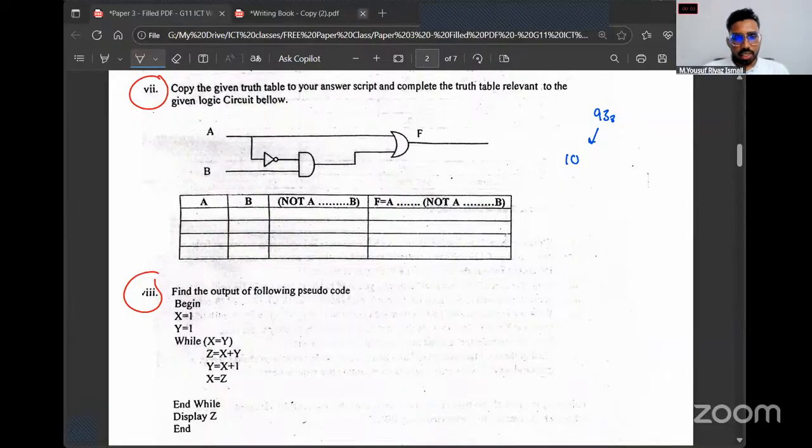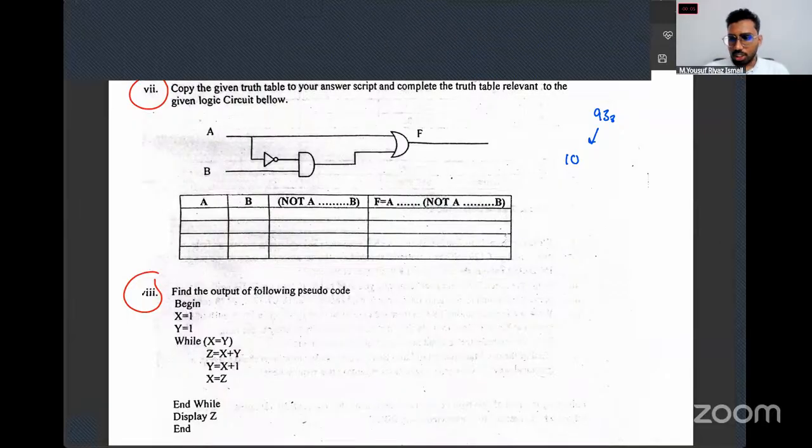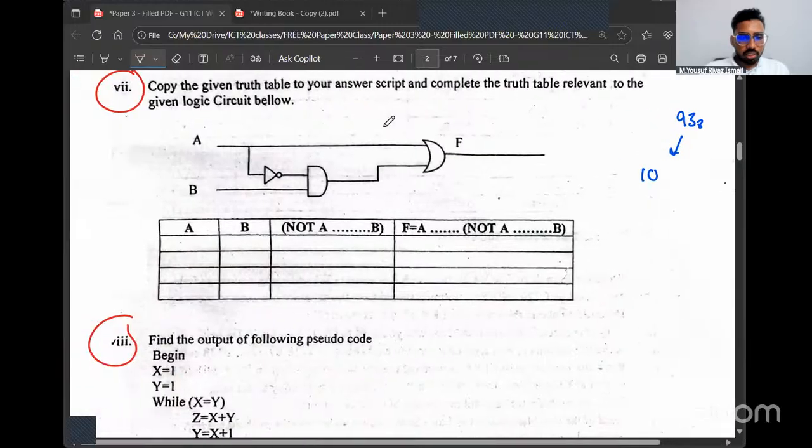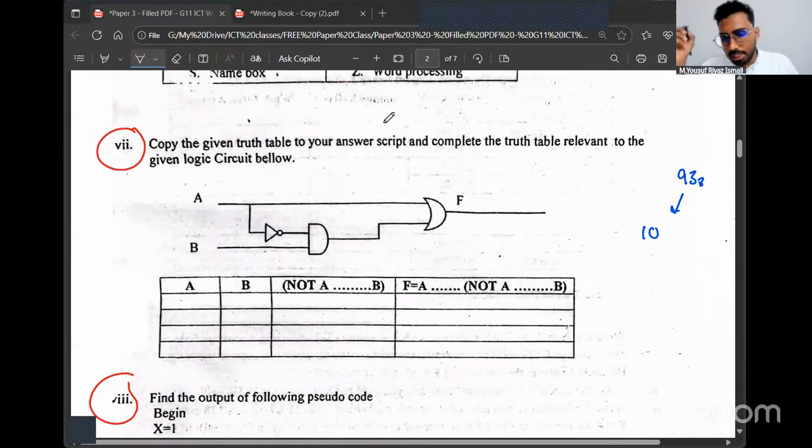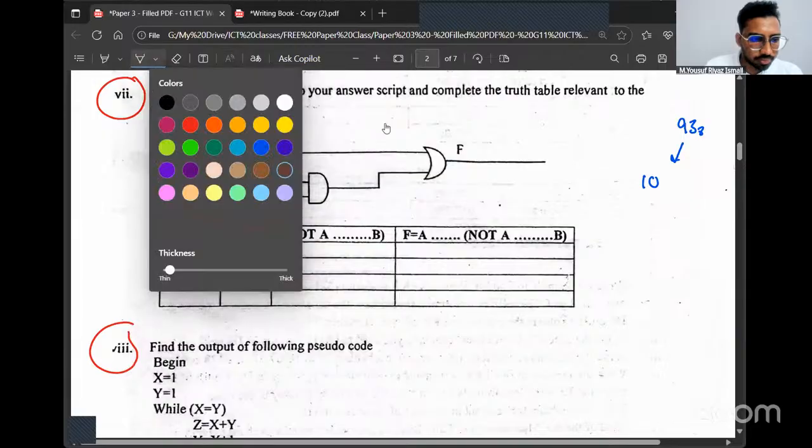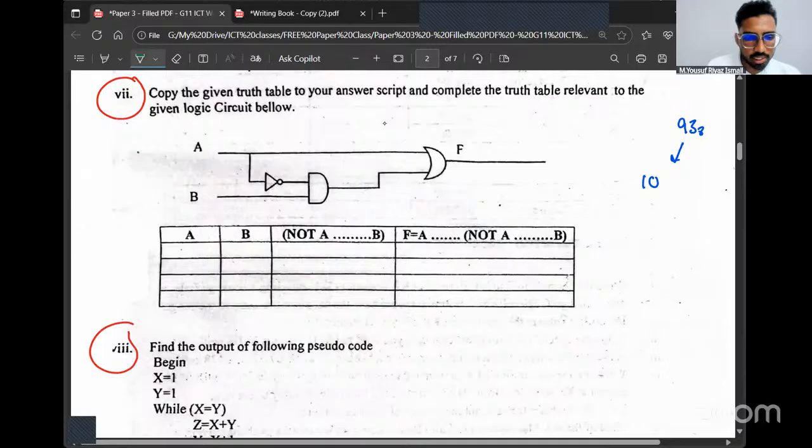Okay, your time is up. Let's check your answers. Copy the given truth table to your answer script and complete the truth table relevant to the given logic circuit. Let's check your answers. So in this question, they have given here a circuit with three gates.